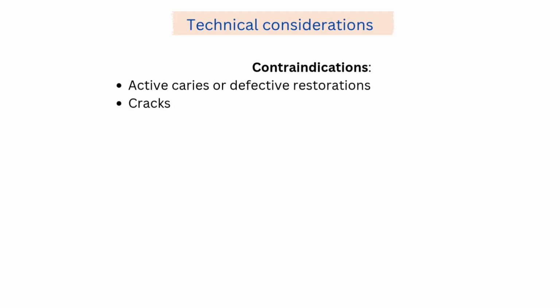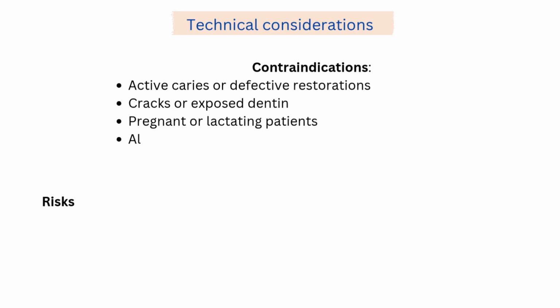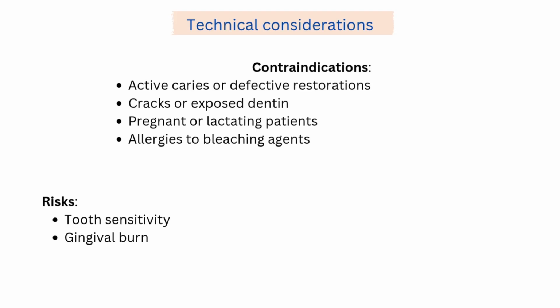And lastly, some technical considerations during bleaching. Not every tooth can be bleached. There are certain contraindications such as active caries or defective restorations, cracks like microfractures or exposed dentine, pregnant or lactating patients, and if the patient has an allergy to bleaching agents. Also, certain risks associated with dental bleaching are tooth sensitivity, which is quite common.